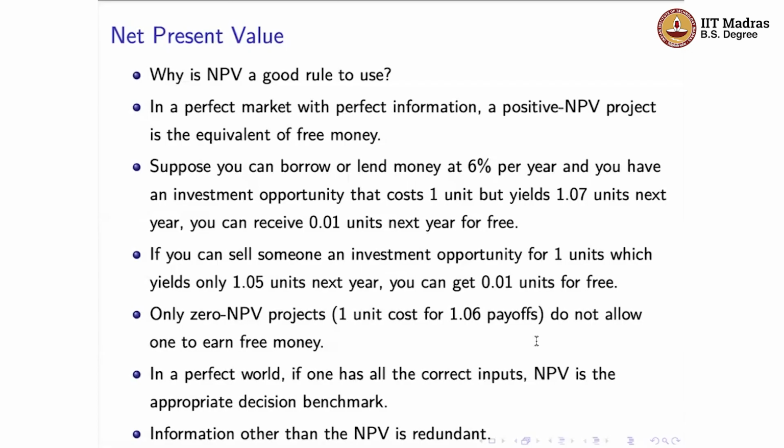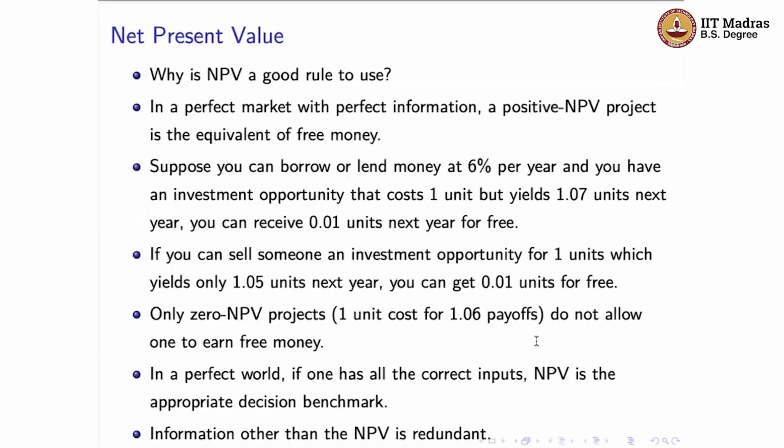Okay. So in this case also, you can actually make money. How will you make money? Here, basically what will happen is that you will sell somebody this investment opportunity for 1 unit. Then you will put this 1 unit and lend this money out at 6% per year. So next year, you are going to have 1.06 units of money, right? And you have to give this person next year, to whom you had sold this investment opportunity, only 1.05 units back, right? So again, you can give back this person 1.05 units, and you get to keep the remaining 0.01 units in your pocket. So again, you end up getting 0.01 units for free, right?